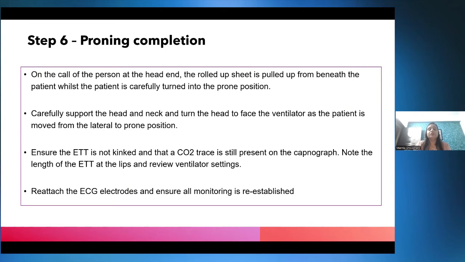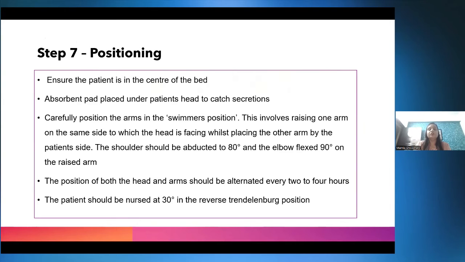Ensure the ET is not kinked and that a carbon dioxide trace is present. Check the ETT at the lips and review the ventilator, and ensure the position is correct. Ensure the patient is positioned in the center of the bed. Absorbent pad should be placed under the patient's head to catch all the secretions.